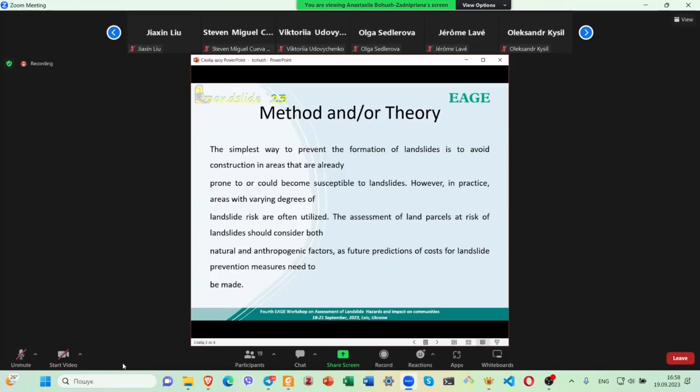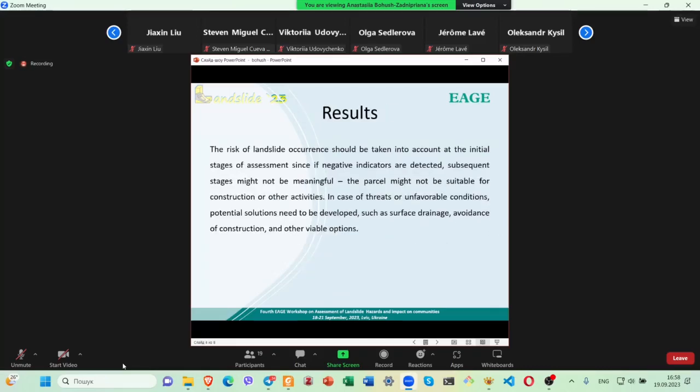Erosion and landslides are most actively expanding in connection with vigorous anthropogenic activities, construction, agriculture, and deforestation, which contribute to the destruction of the natural barrier that holds soils in forested areas. The risk of landslide occurrence should be taken into account at the initial stages of assessment, since if negative indicators are detected, subsequent stages might not be meaningful. The parcel might not be suitable for construction or other activities.